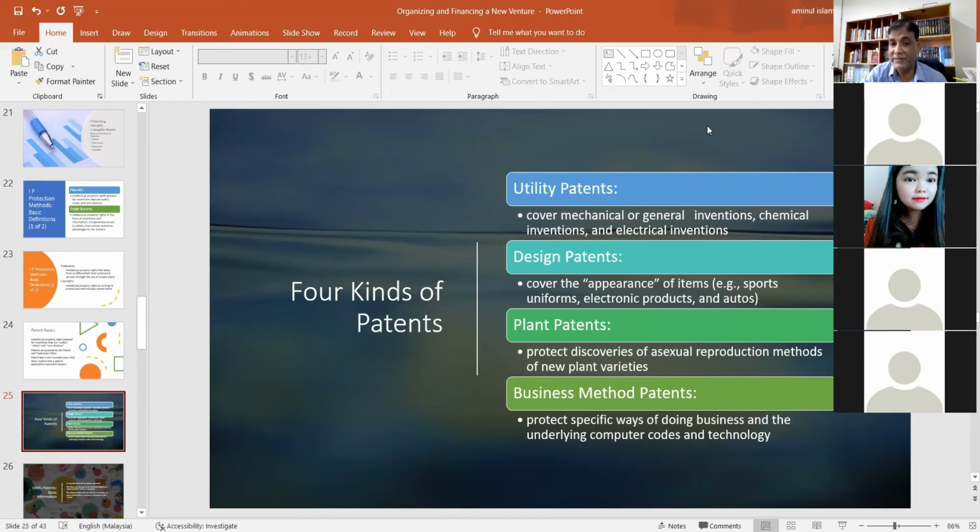You may go for even plant patents. Basically, you are patenting or protecting discoveries of reproduction methods in different plant varieties. And you may have even business method patenting. You have a very unique business method that you use. For example, certain computer codes and certain software that are available to run a business, which is totally different and totally new and very efficient, effective, and productive. You may even apply for patenting.